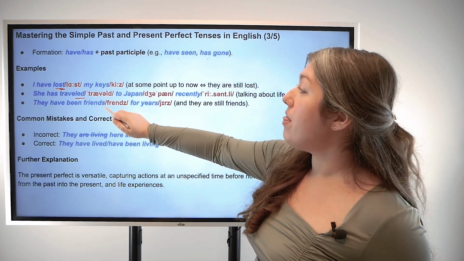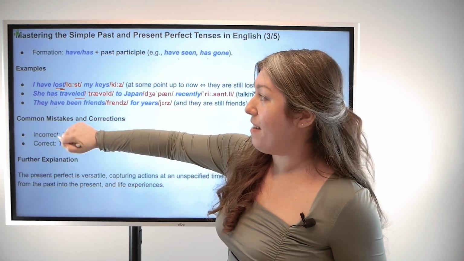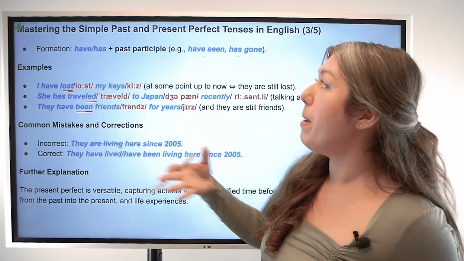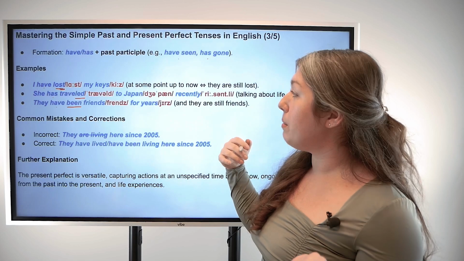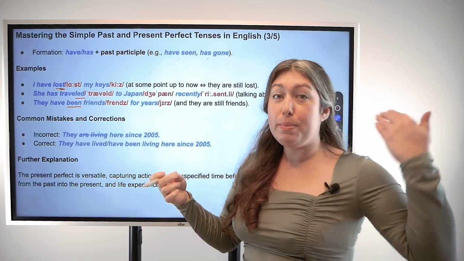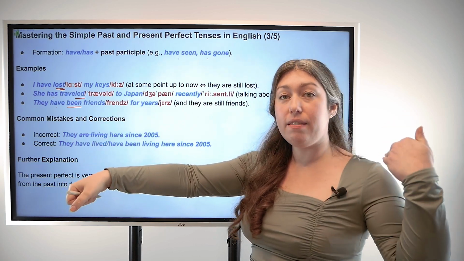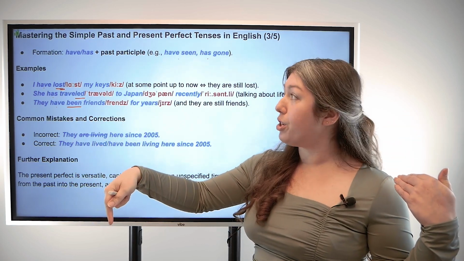Or for example, they have been friends for years. We have have, and been. Remember, it's our irregular past participle. They have been friends for years. This is a friendship that started in the past, but it has continued to the present. So it's a past event that has relevance to the present.